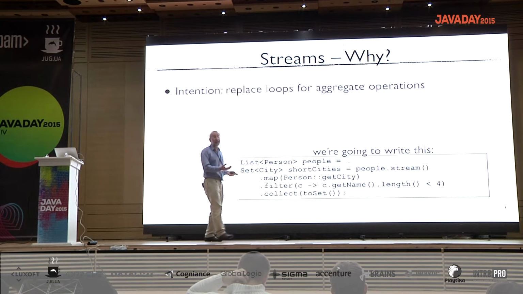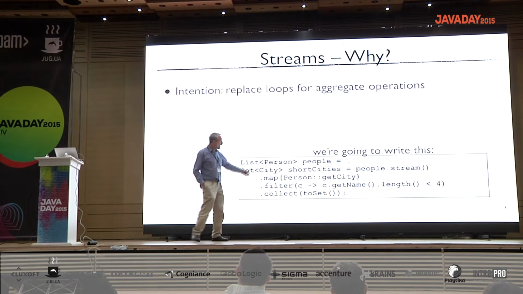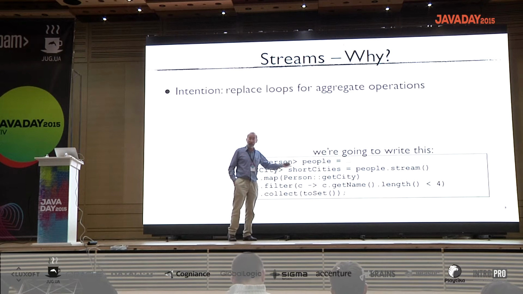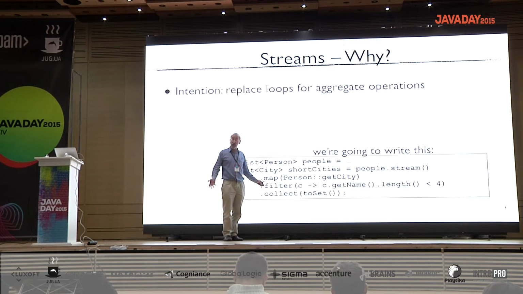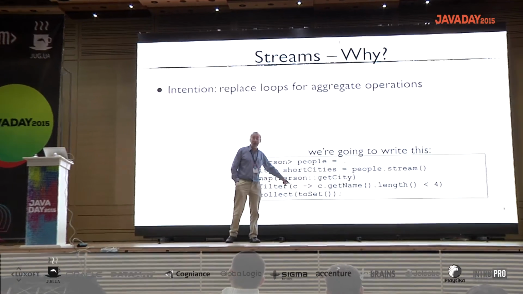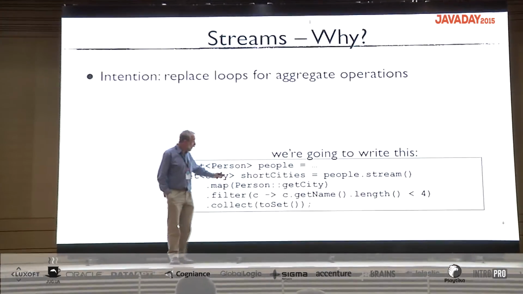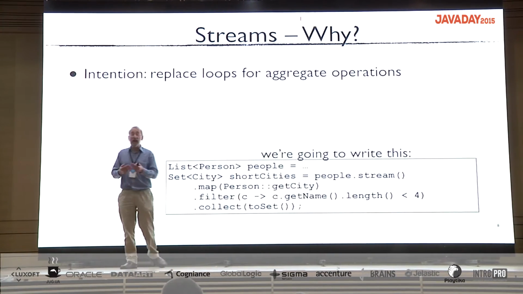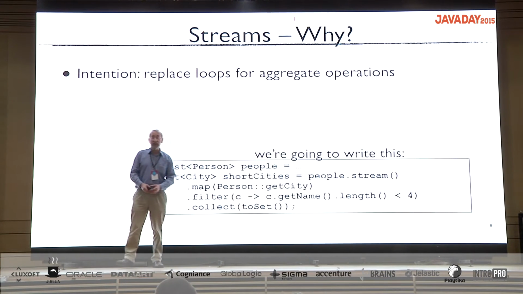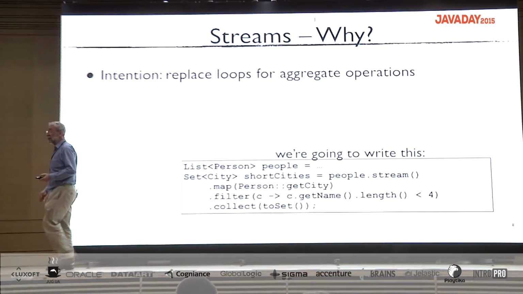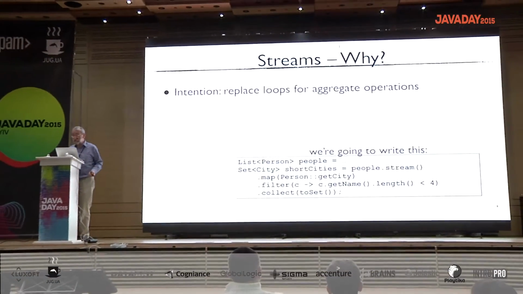I'm going to describe it as values in motion. Each one of these values will be mapped to the city that the person lives in. And then each one of those, now city objects, which are getting sent on to the next operation, will be filtered, and the ones that don't satisfy that predicate will be dropped out. Now we've got a stream of city objects which we're going to collect into a set. And once you learn to read this stuff, it actually reads an awful lot better, I think.